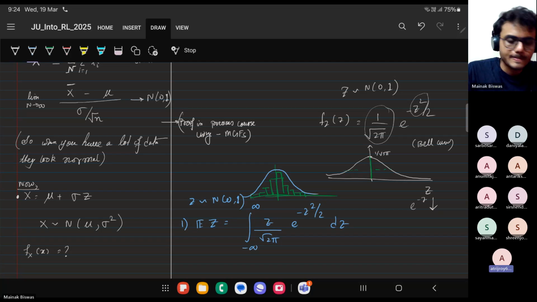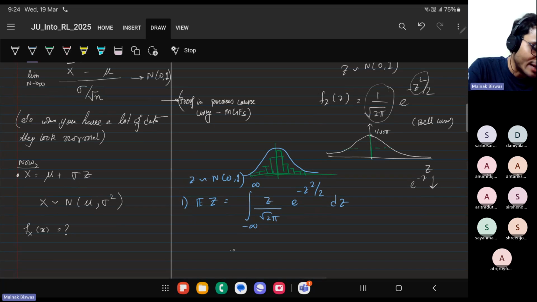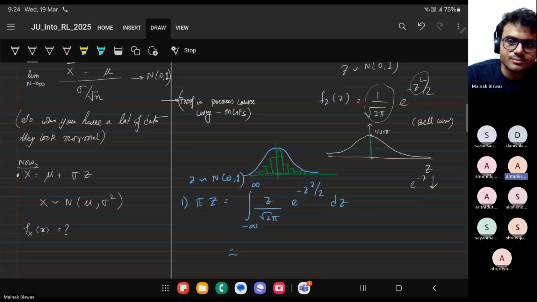Yes. So what is this going to be? Can you tell me just by looking at the function? Minus e to the power minus z square by 2 by root 2 pi. That is fine, you can integrate it. That is right. But without integrating also you can say and match my point.